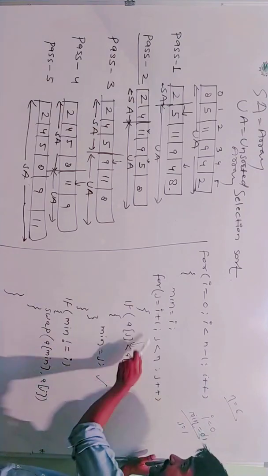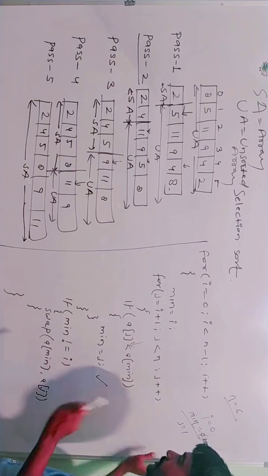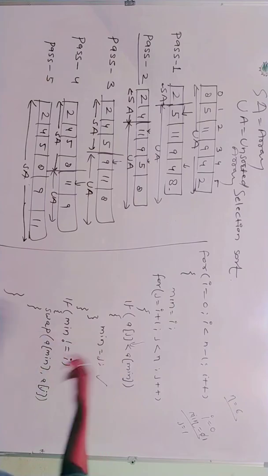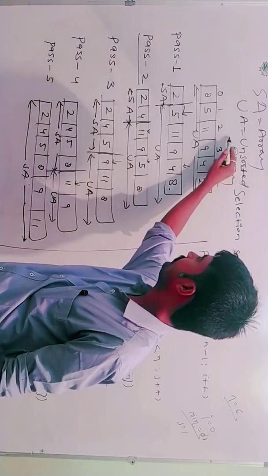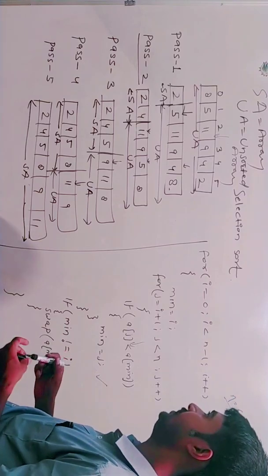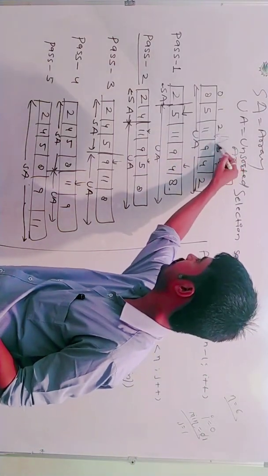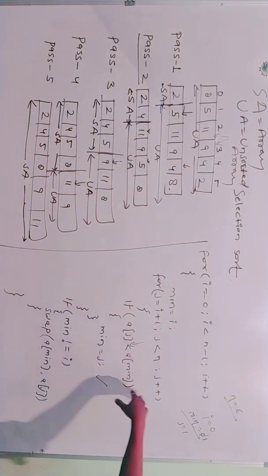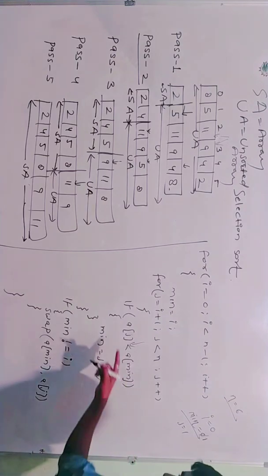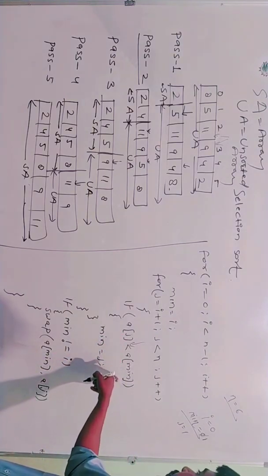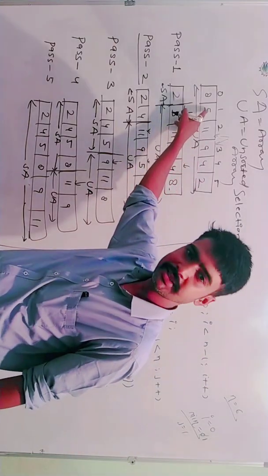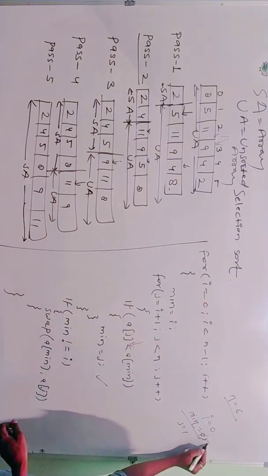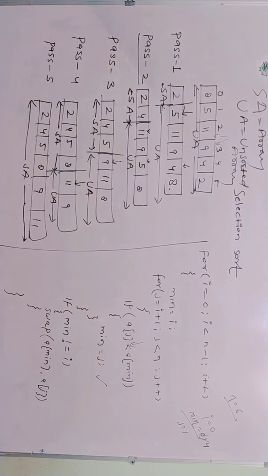Again j becomes 3. 3 is less than 6. The condition is true. Is A of 3 less than A of 1? No. Minimum will remain the same for this also. Again j becomes 4. Is A of 4 less than A of 1? Yes. Then minimum will be updated to j. What is the value of j? 4. So minimum becomes 4. Again j becomes 5.